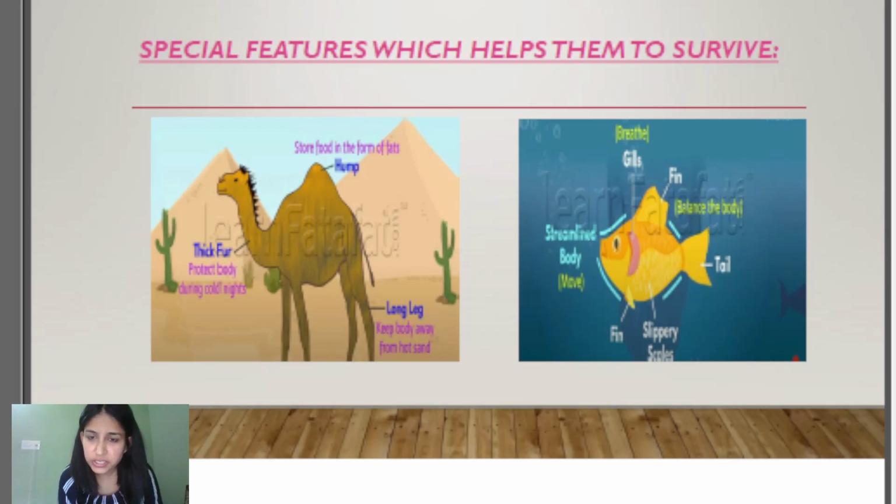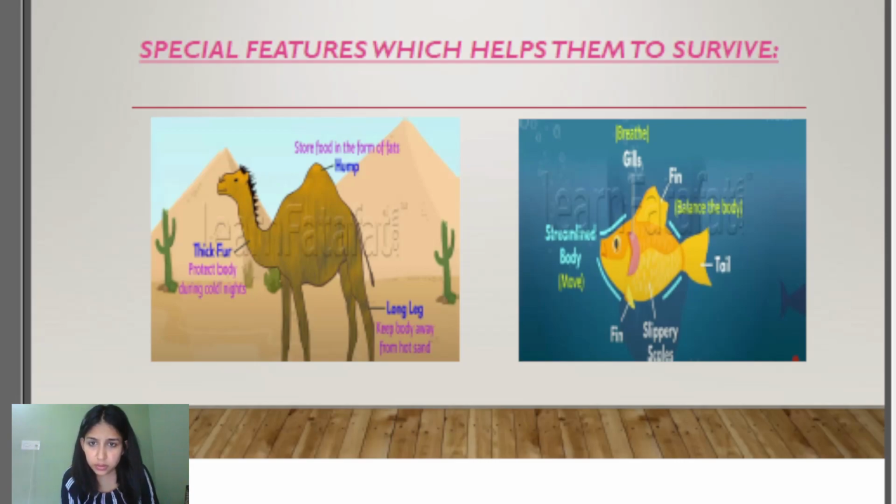If you talk about fishes, they have a streamlined body. Then there are fins present to swim. Then gills: just like us humans, we have lungs to breathe, this job is done by gills in the case of fishes.